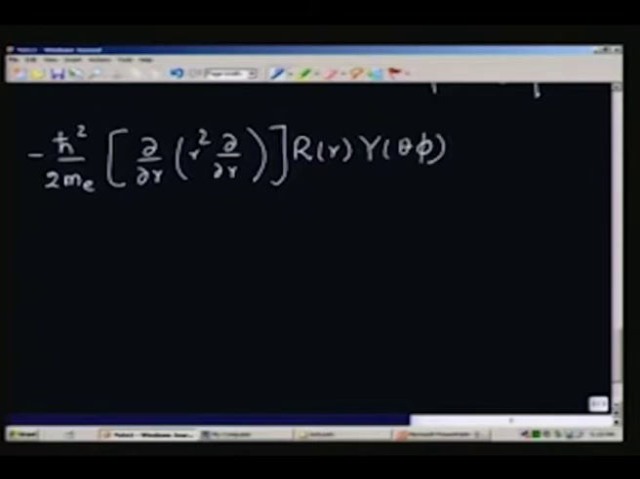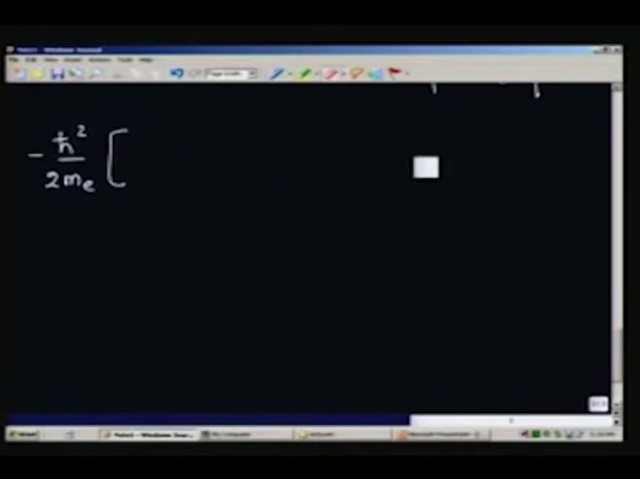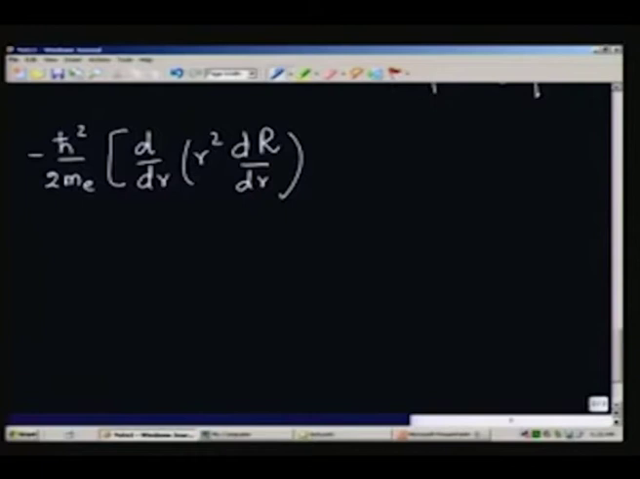Now it is quite clear that the radial derivative will act only on the radial function, and with respect to this function this is of course the total derivative. So we might as well write this in a slightly different way by taking into account the full derivative and keeping all the other things outside, namely d/dr (r square dR/dr), because that is the radial part, and this whole thing is multiplied by Y(θ,φ). This is the first term.